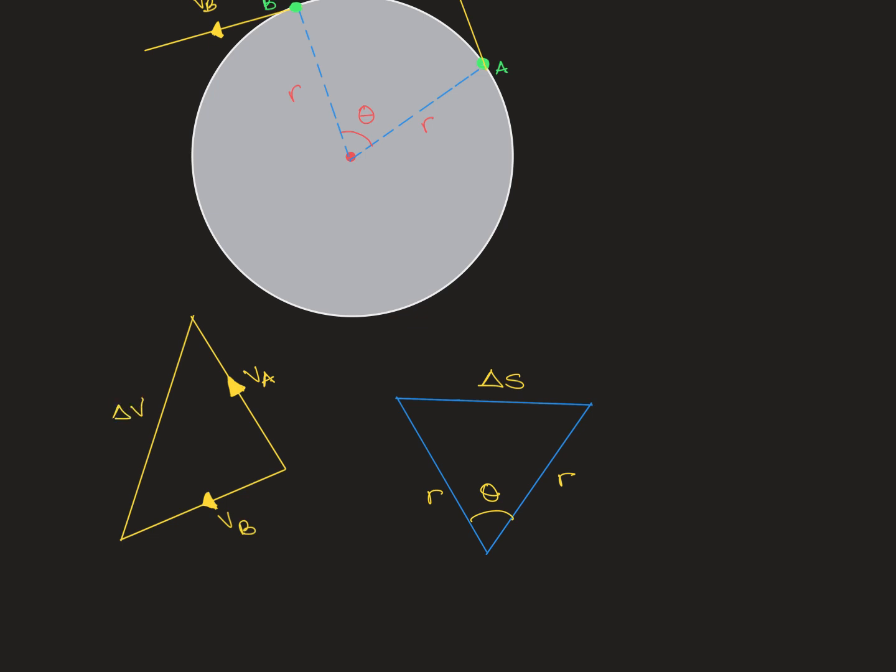So it turns out that this angle theta is similar to the angle that we have here. So these two triangles are similar triangles. That is what I want you to know, because if you rotate one of them, it is going to be the same as the other one. For this triangle, we are talking about lengths, but for this triangle, we are talking about velocities. But they are similar triangles.